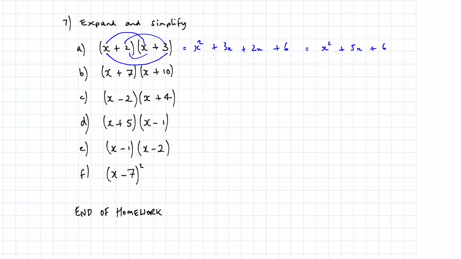Using exactly the same technique, I'm going to multiply: first, x squared; outers, 10x; inners, 7x; lasts, 7 times 10 is 70. Collect your middle ones together, you've got 17x in the middle, and then 70. So an equal sign there. Same technique on all the questions: x squared plus 4x minus 2x minus 8. Let me just tidy that up so it looks like an 8. Collect your middle terms. 4 minus 2 is 2, so 2x.